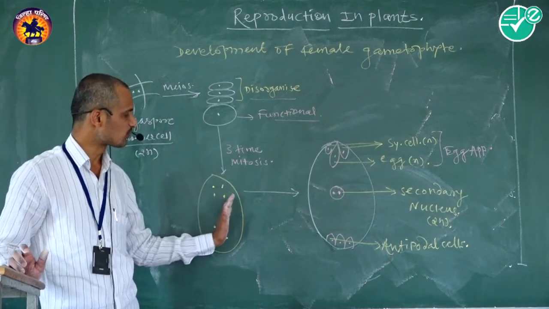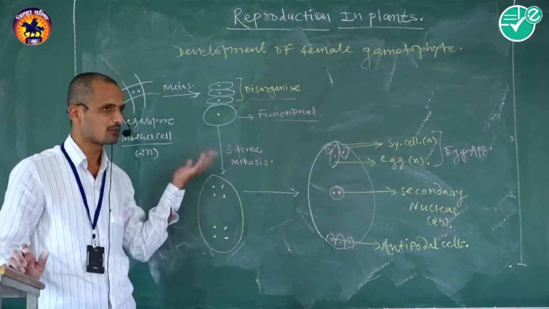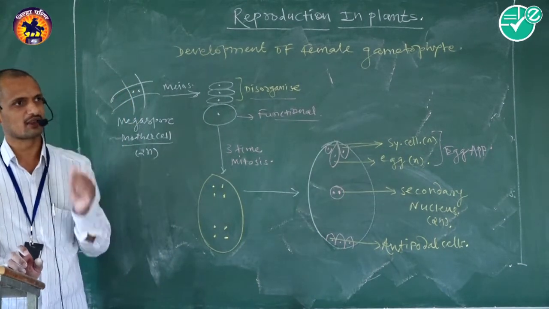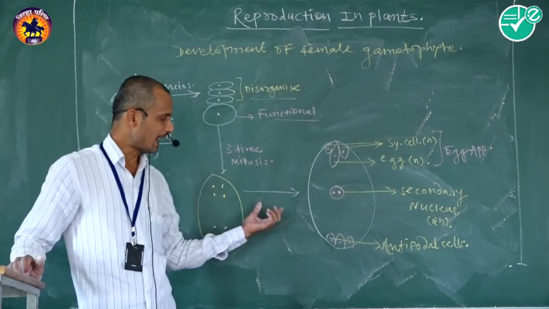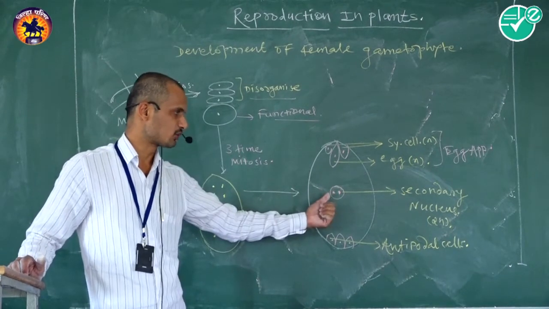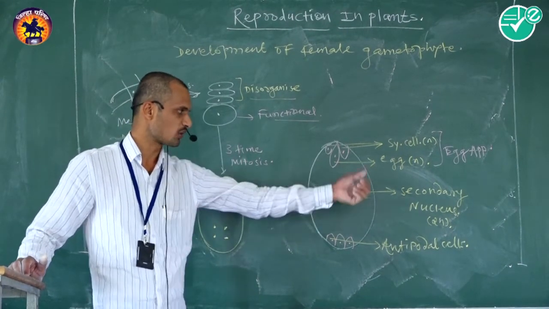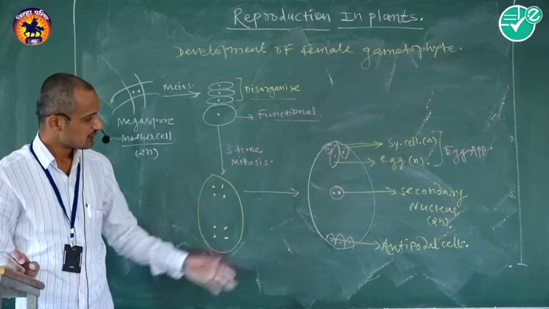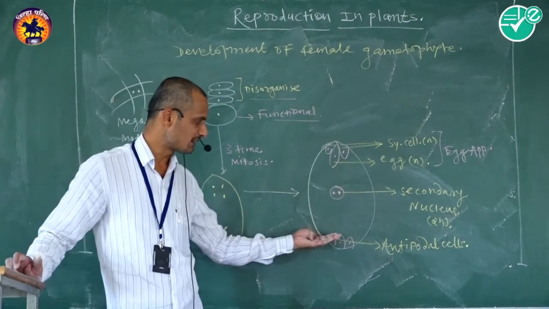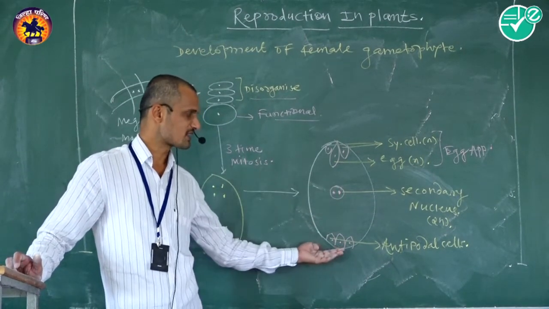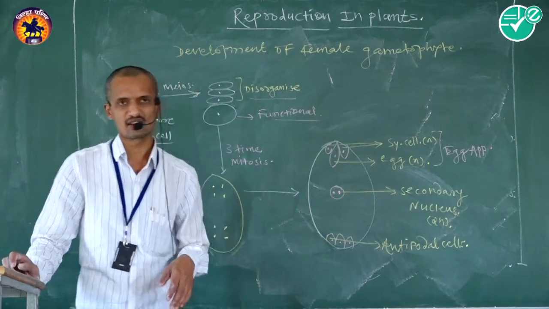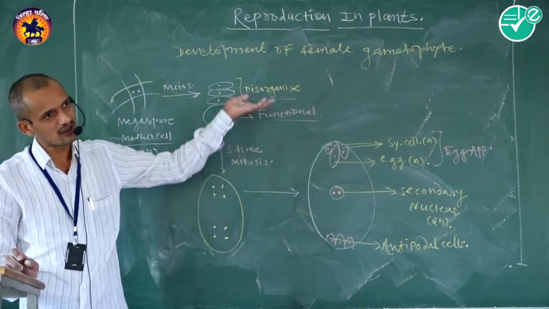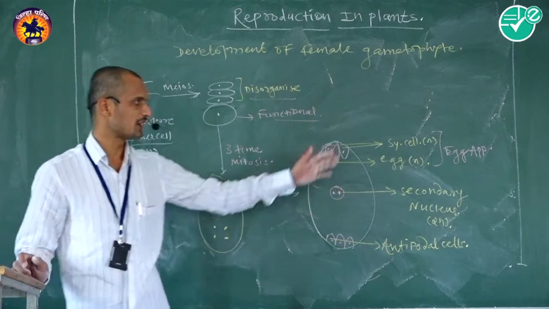Of these 8 nuclei, 4 migrate towards the micropylar end and 4 towards the chalazal end. At each pole, one cell migrates towards the center and they fuse to form the secondary nucleus. 3 cells remain at the chalazal end to form antipodal cells. 3 cells remain at the micropylar end and form the egg apparatus.